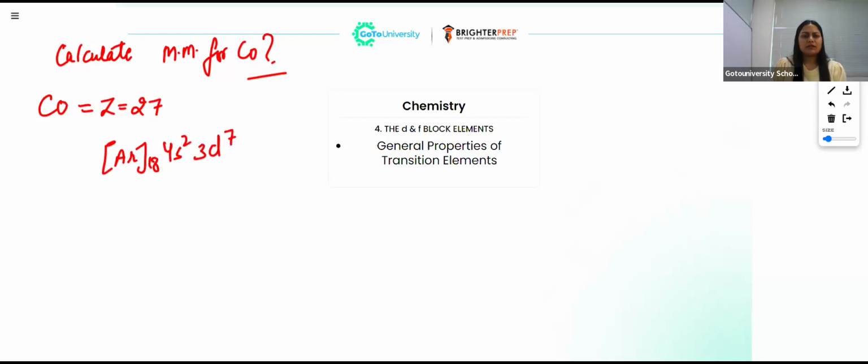Right? This makes 20 and 3d7, 27. All right. How many unpaired electrons are there? Yes. How many number of unpaired electrons? For cobalt, the number of unpaired electrons is 3.